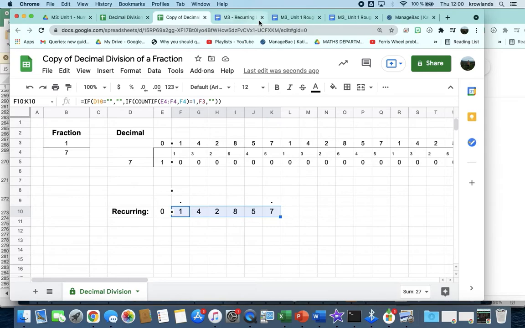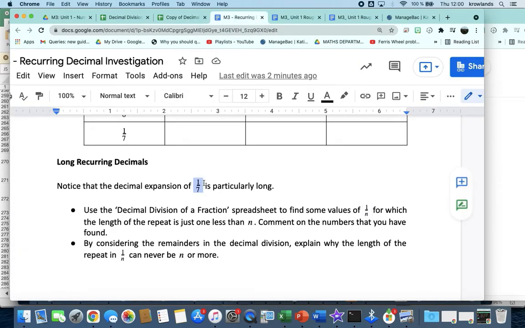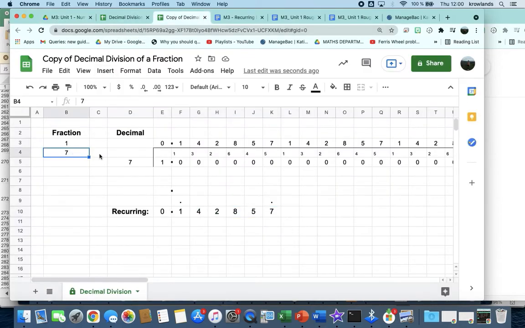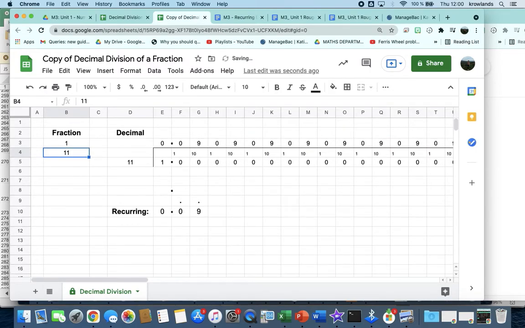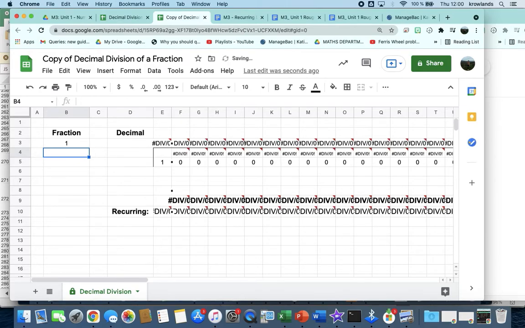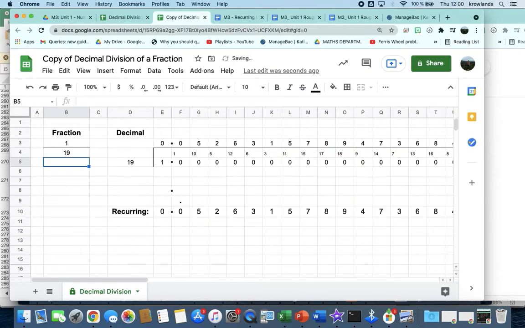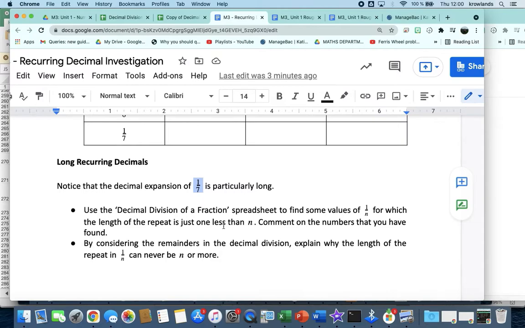If you keep changing the fraction, so it's 1/7, 1/8, 1/9, 1/10, what other instances do we have where the number of digits repeated is 1 less than the number on the denominator? So for example, for 11 we've got 2 digits repeating. 2 digits is not 1 less than 11, therefore it doesn't satisfy this pattern. And you can continue this process by changing numbers. Check for 19. Does 19 work, for example?